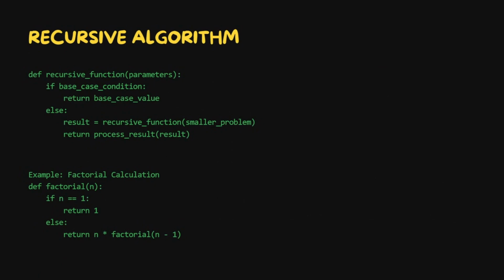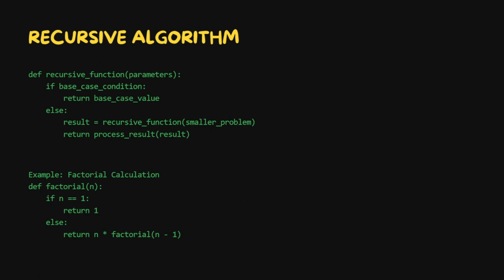Here's a general structure of a recursive function in Python. First we will define the recursive function. We will pass the parameters. If base condition, we will return the base case value, else result equals recursive function of the smaller problem. We are making it into smaller chunks. We will return the processed result.